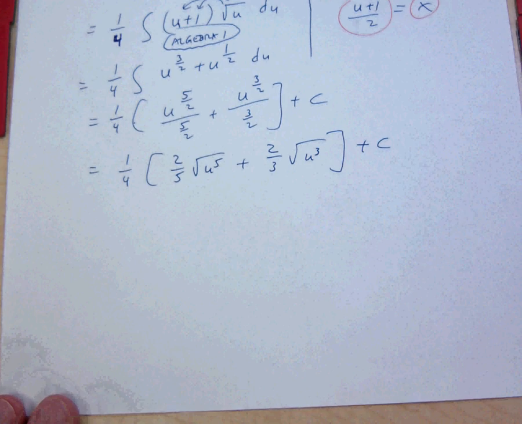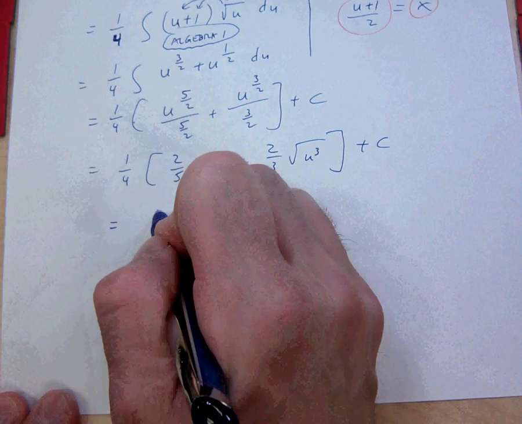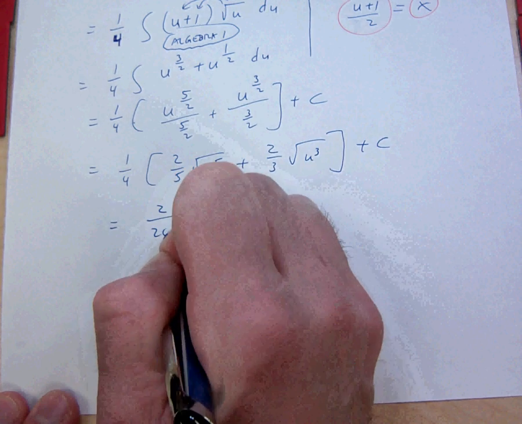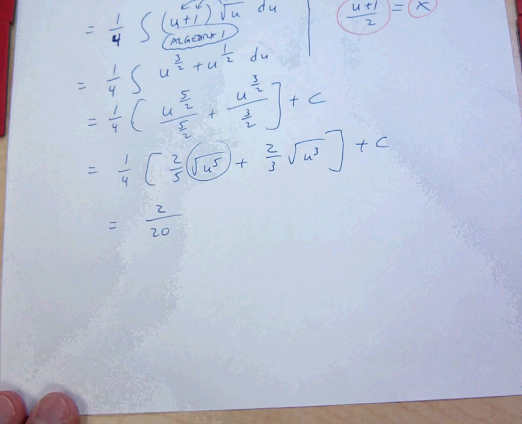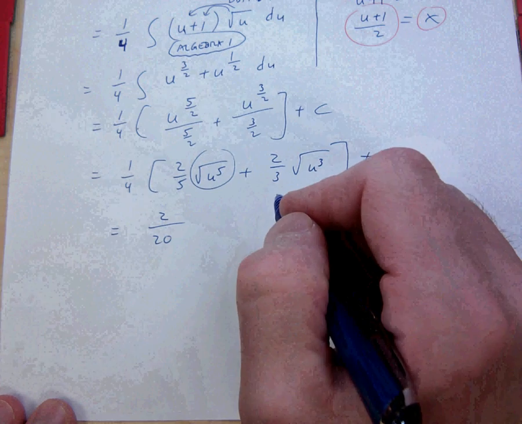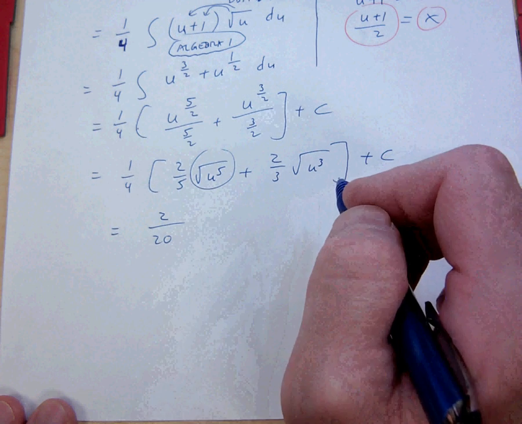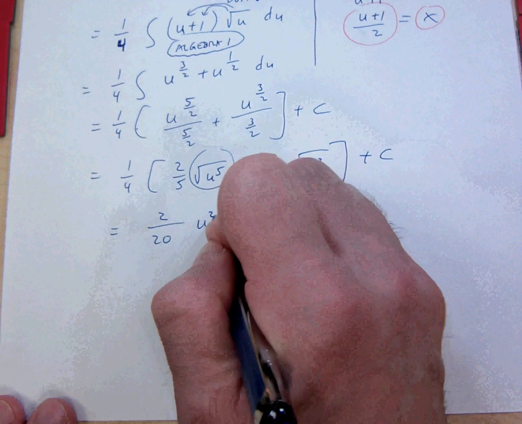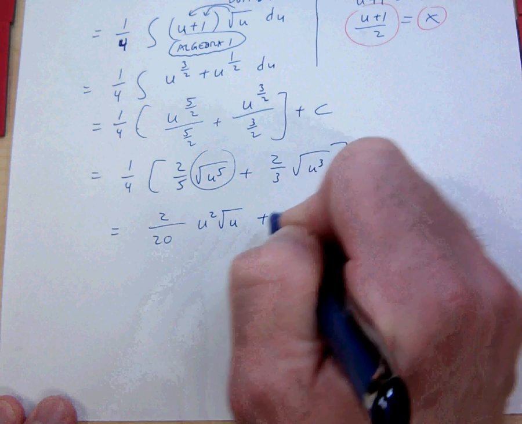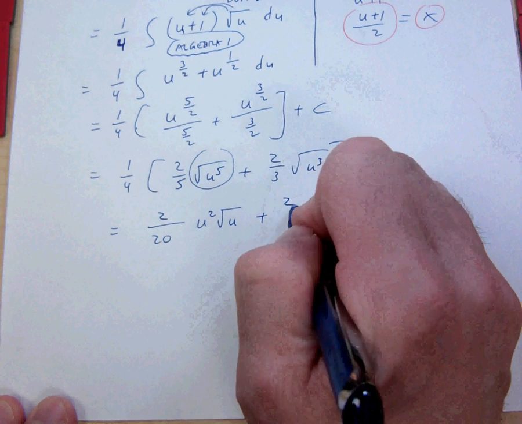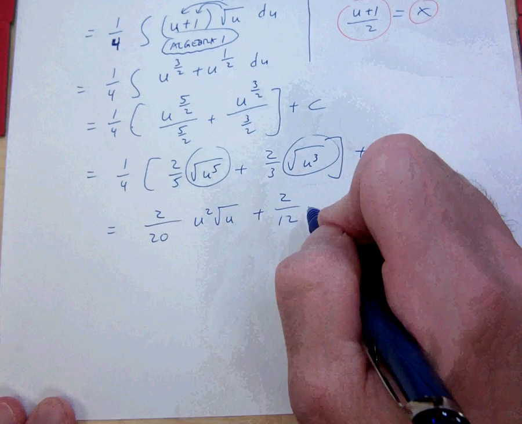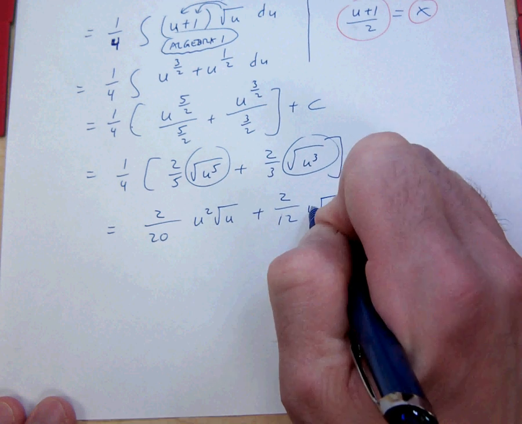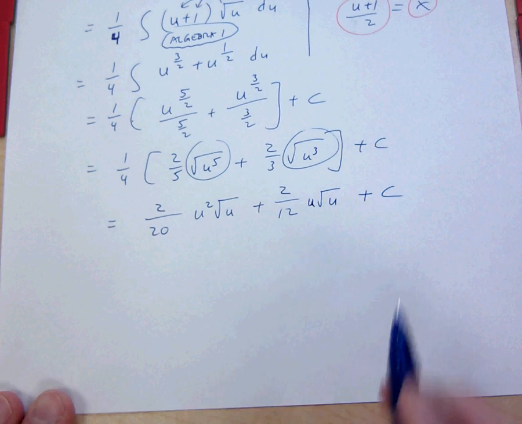Okay, I'm going to distribute the 1/4 now. And by the way, this turns into what? That turns into what? U squared square root of u. And this, so you get 2 12s. This turns into what? U squared root of u. Okay.